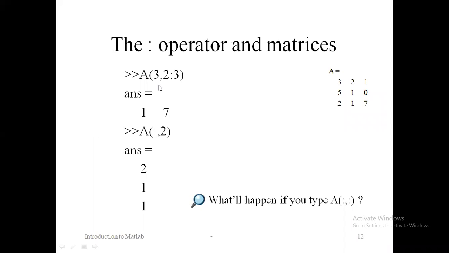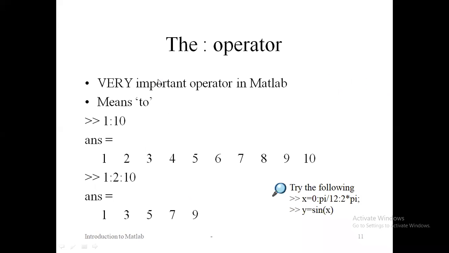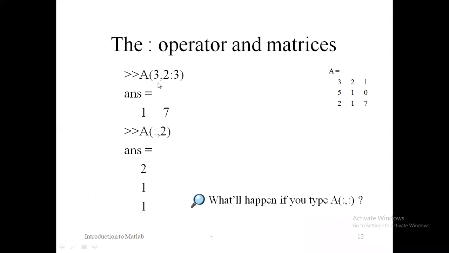Let us suppose we have a(3,2:3). As I have already told you, first you have the rows. If you have written this kind of command, you have to look into the third row, and the 2nd and 3rd elements you have to write down. If you want to get 1 and 7 as the output, you write the command a(3,2:3). We want the third row and the second and third column elements of that matrix, and you will get 1 and 7 as the output.